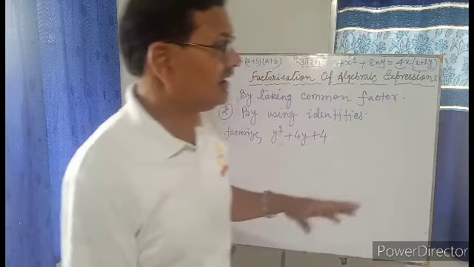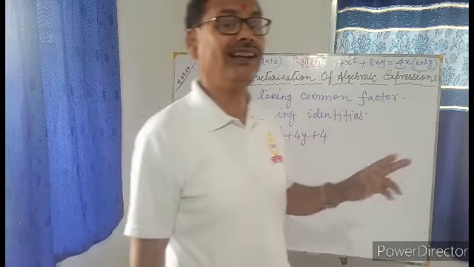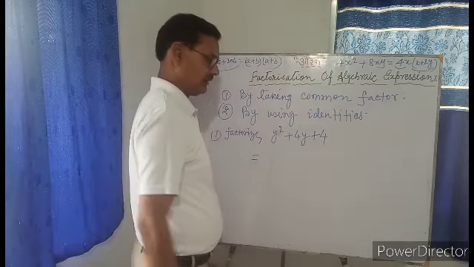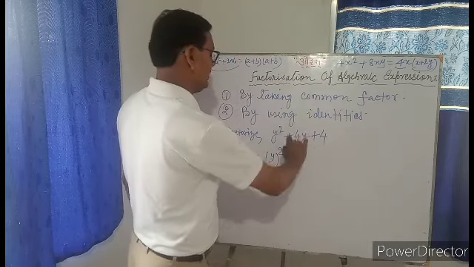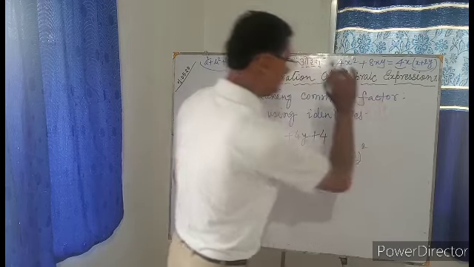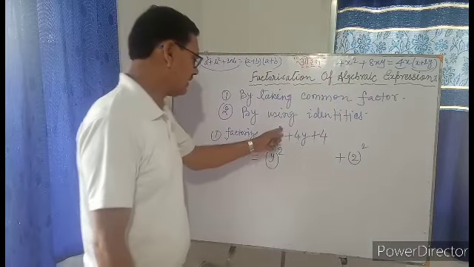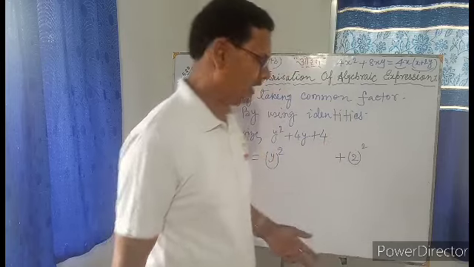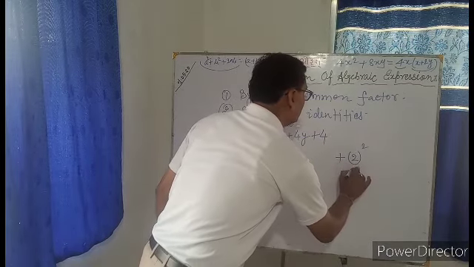Clear? So what needs to be found? We need to find the values of a and b. Let us see. Y square can be written y whole square. Now leave this middle term, come here. How can it be written? 4 can be written 2 whole square or not? Clear? Y square can be written y whole square, and 4 can be written 2 whole square. So we have found here a and here it is b.